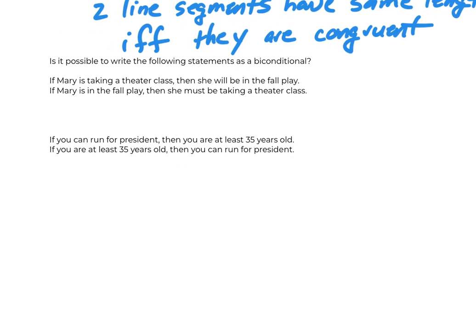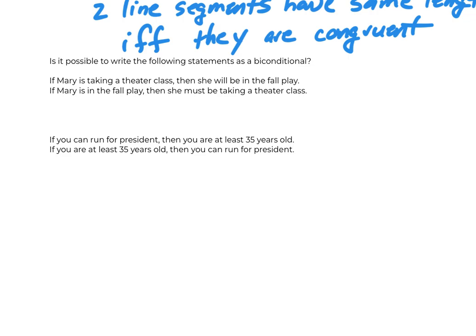What we want to look at down here, we have 2 separate statements. Neither one of them are really geometry related, right? But we're trying to decide, can we take all this information and put it together to make a biconditional? So they should have something in common. If Mary is taking a theater class, then she will have to be in the fall play. If Mary is in the fall play, then she must be taking the theater class. Okay? Are those statements the same thing?